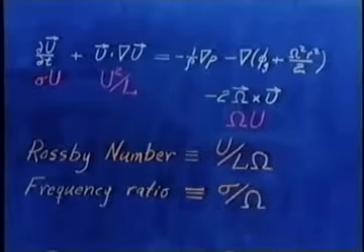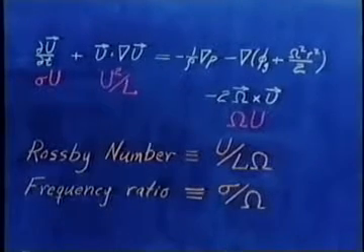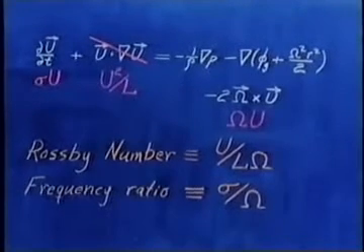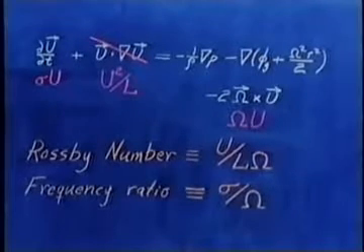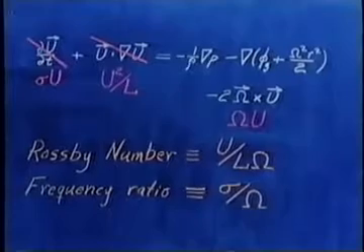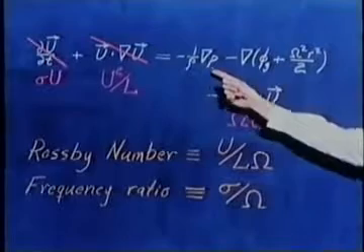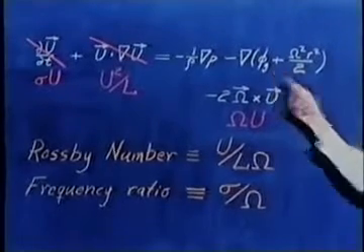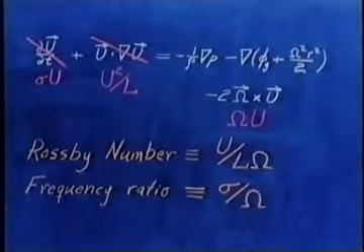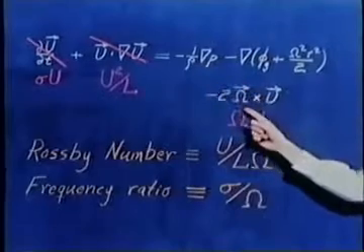If the Rossby number is much less than 1, the relative convective acceleration is very small. And if the frequency ratio is low, the local acceleration is small. Under these conditions, there is a very close balance between the vertical component of the pressure gradient and apparent gravity. More importantly, there is a close balance between the horizontal component of the pressure gradient and the horizontal component of the Coriolis force.